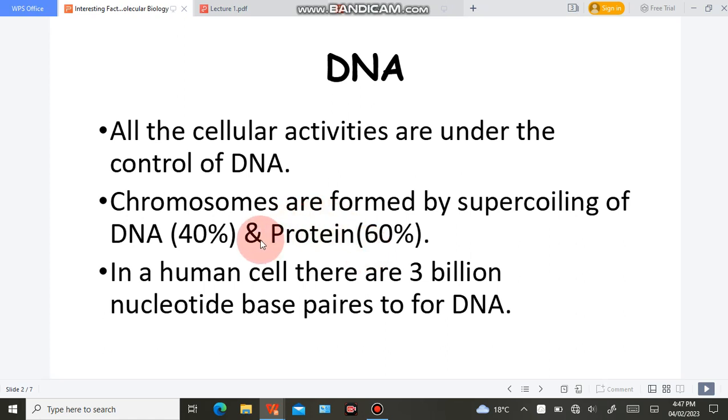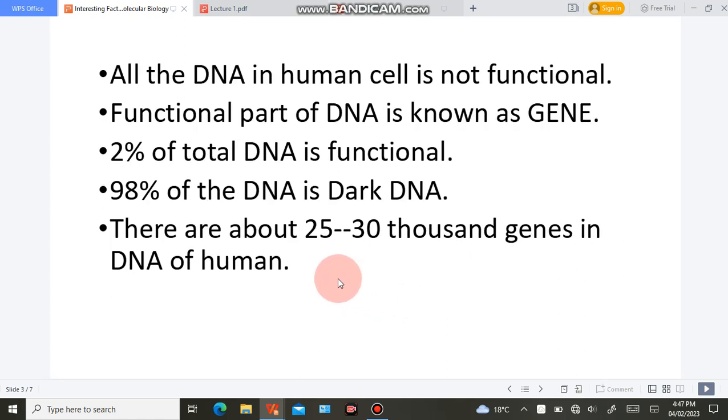In a normal human cell there are 3 billion nucleotide base pairs that form DNA. So basically DNA is made up of 4 types of nucleotides, and there are 3 billion nucleotide base pairs. Imagine the huge amount of nucleotide base pairs, and these are not all functional. Some amount of DNA is functional and some amount of DNA is non-functional. The part of the DNA that is functional is known as a gene.